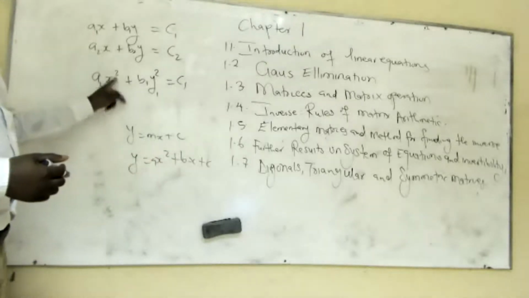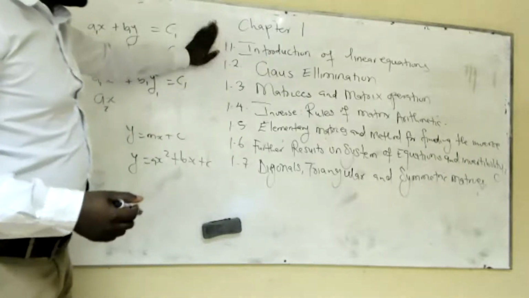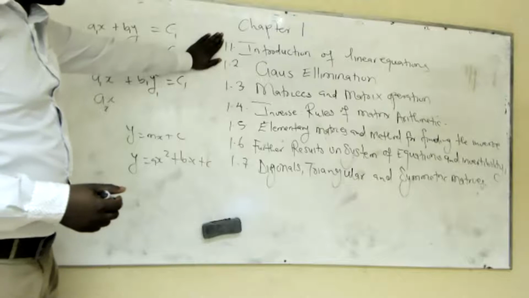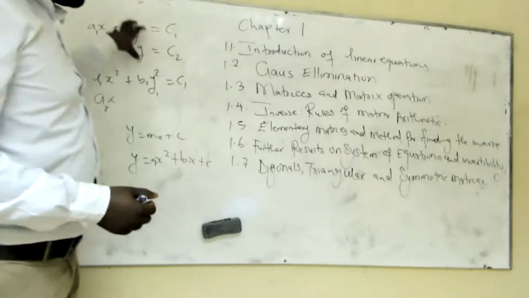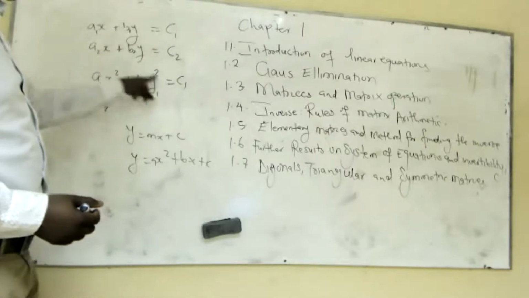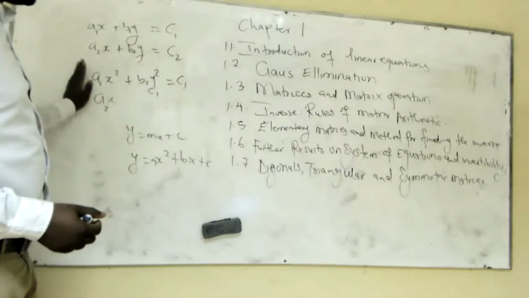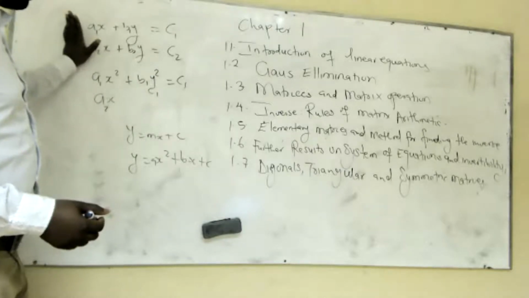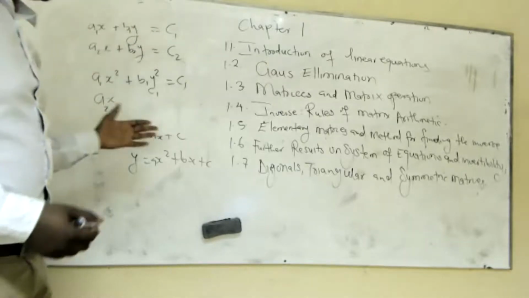It's the same thing in this one. So that is about the linear equation. You must be able to distinguish between the linear and the non-linear system. Whenever you see squares or cubes, you must know that it's not linear, but with x having exponent 1 and y having exponent 1, then it's linear.